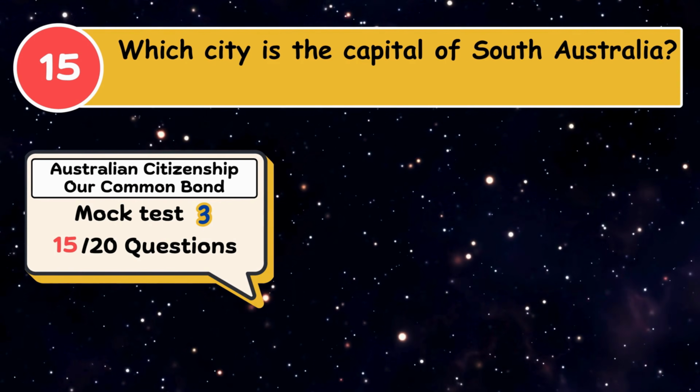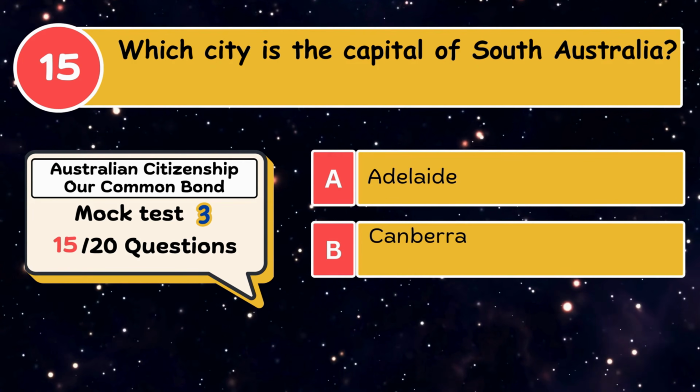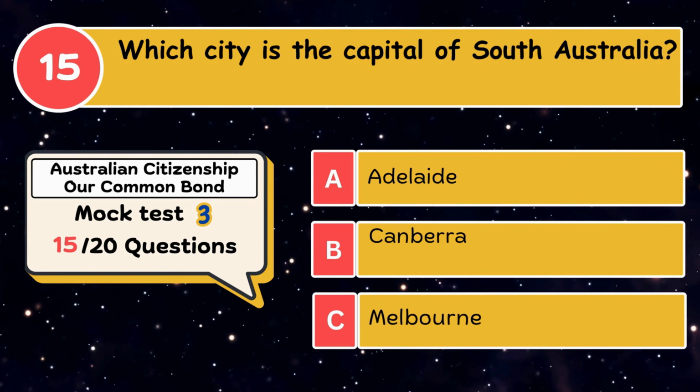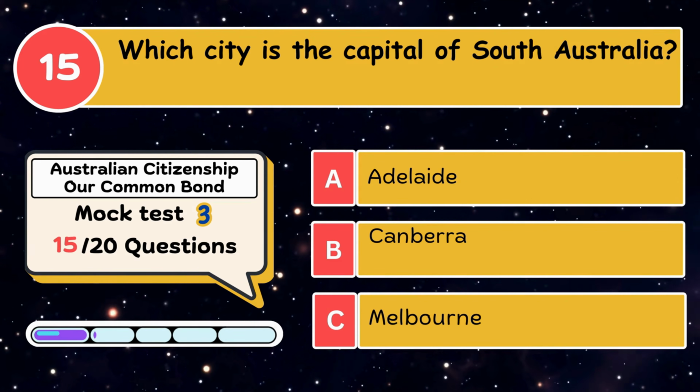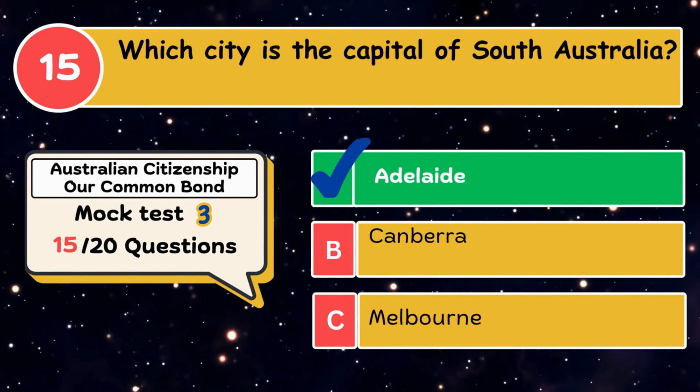Which city is the capital of South Australia? A. Adelaide. B. Canberra. C. Melbourne. The correct answer is Adelaide.